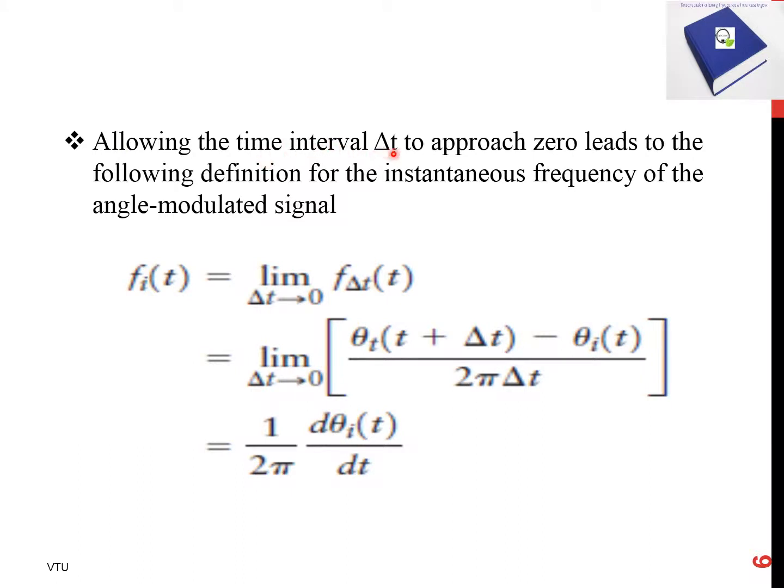Allowing the time interval delta t to approach 0 leads to the following definition for the instantaneous frequency of the angle modulated signal. That is, fi of t equals the limit as delta t tends to 0 of f delta t of t. If I apply the limit, then theta i of t plus delta t minus theta i of t divided by 2 pi delta t. I can take the 2 pi outside, and 1 by 2 pi d theta i of t by dt will be fi of t.